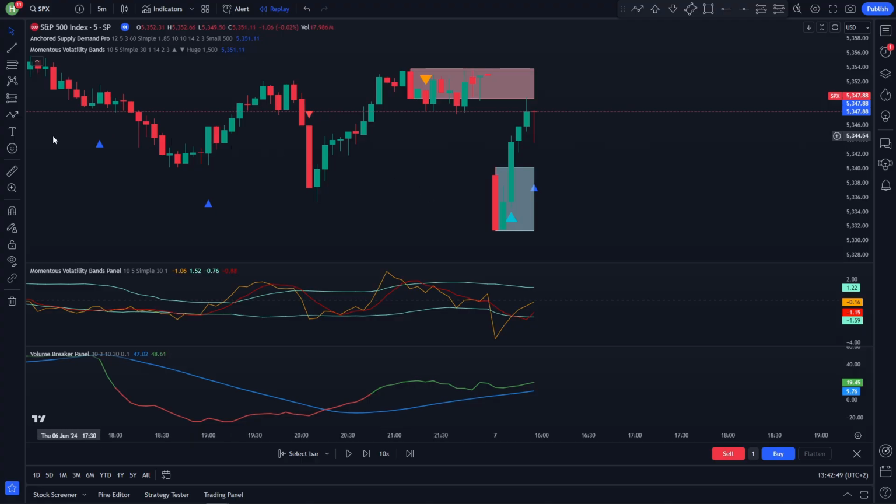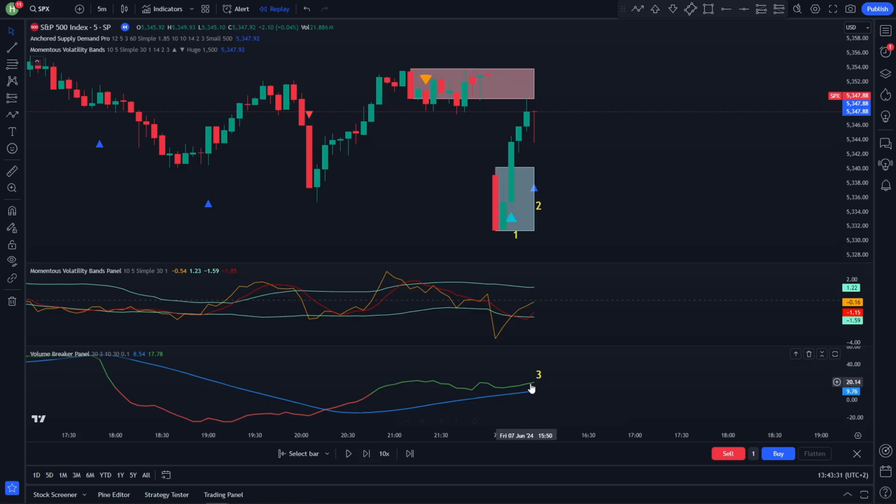For a valid buy trade, firstly, we are waiting for price action to reject away from an anchored demand zone, which will be marked as follows. The support and resistance zones are crucial in scalping, as it is important that we first receive a buy signal from this indicator. After this, we are waiting for an additional confirmation from the Momentous Volatility Bands, which will be marked as follows. Lastly, once we receive the second confirmation from the Momentous Volatility Bands, we need enough bullish volume for the trade to play out.